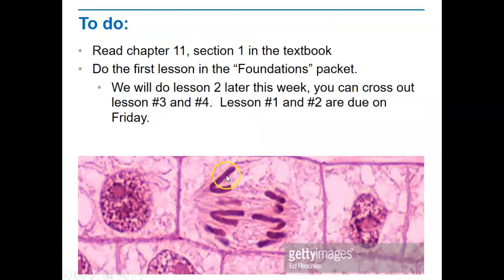Your to-do list here is, now that we've summarized all of section 1, go ahead and go read it, look at the pictures, look at the stories with it in the textbook. So this should not take you real long, like 5 minutes maybe. It's a lot of pictures, and like I said, we just talked about everything in there. And then you have a packet called the Foundations packet where we want to do the first lesson. Okay? We're going to do lesson 2 later this week, and then you'll have until Friday to get those 2 things done. Lesson 3 and lesson 4 are in that packet, but you may cross them out. We're only going to do lesson 1 and 2.